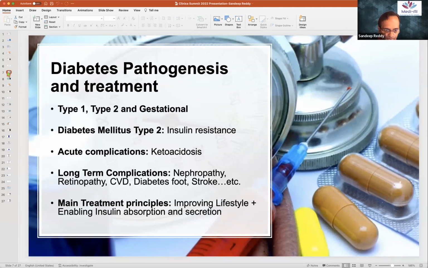So the main treatment principles for type 2 diabetes is, first, you start off by recommending lifestyle improvements. It could be improving your physical activity, but also improving your nutrition so that you adopt good nutrition. But also later on in the progression of the disease, you introduce medication that can enable insulin absorption and secretion.